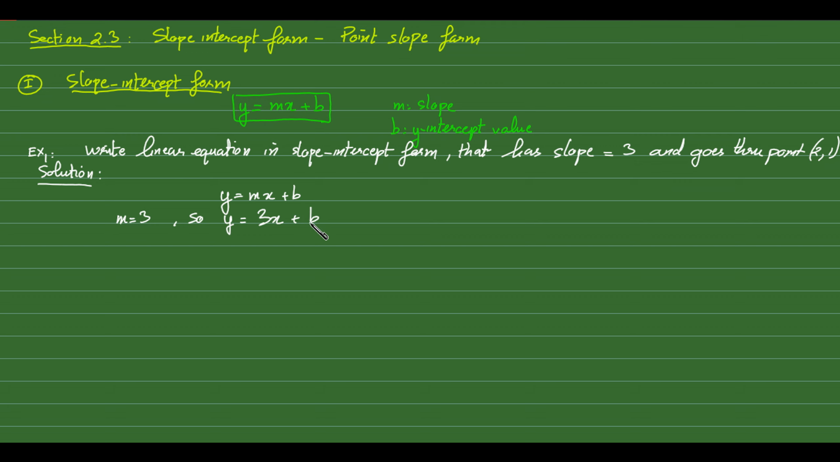So now you need to find the b value. In order to do so, you have to replace x and y with values. And over here, they already give you the point 2, 1. So you're going to just go ahead and put it in. Through point 2, 1, so my y will be 1. So I'm going to replace y with 1, equal to 3 times x, which is 2, plus b.